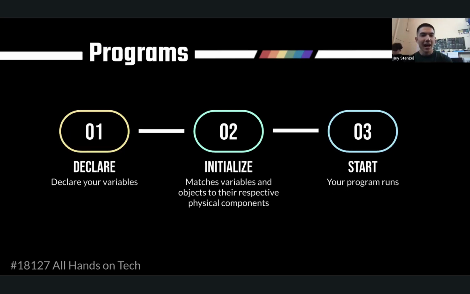Okay, so for actual programs, you start by declaring all your variables, like your motor objects. You declare certain integer values, and then you initialize your objects by matching your variable to the actual hardware instance that you get from your config file. And then you can start your program.